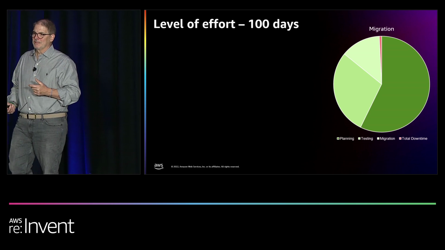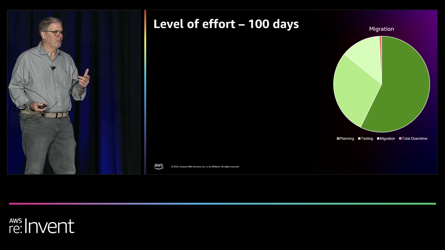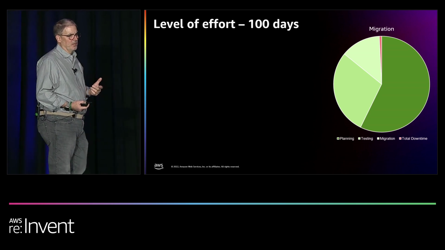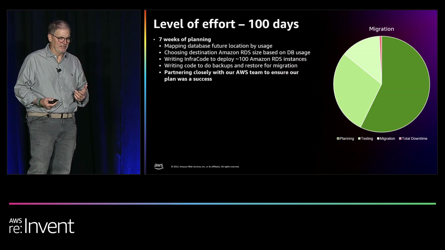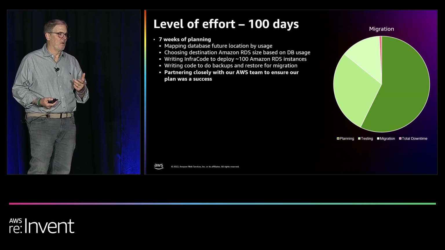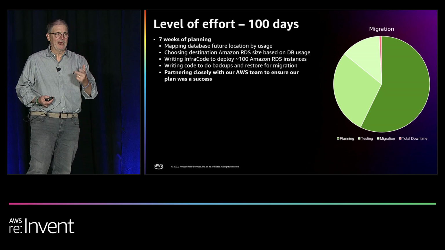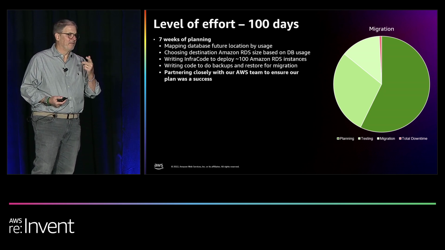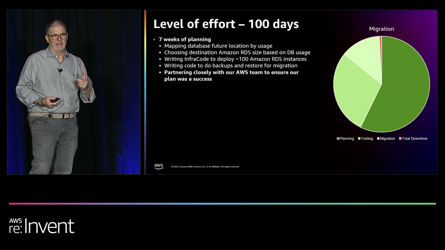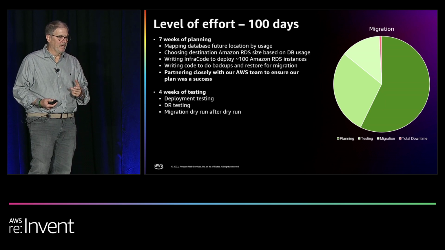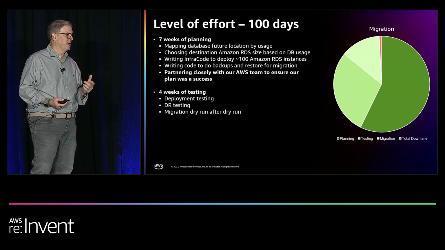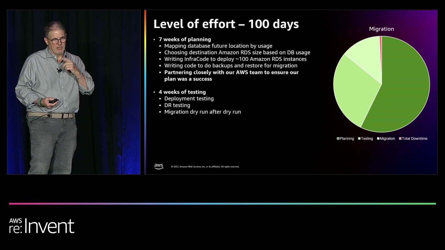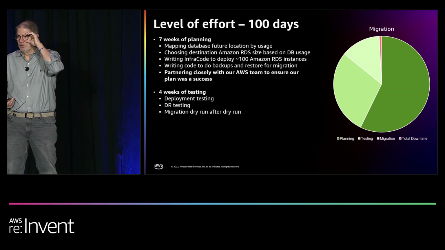So what about the time? How long did it take? And I want to break this up into the really important chunks. So 100 days, once we said, okay, we could go. The important part is 50% of that time was planning, right? We spent 50% of the time figuring out what the plan was going to be. We spent 4 weeks of testing, 25% of the time doing the testing. I'm going to talk a little bit more about the test sets and how we approach that.